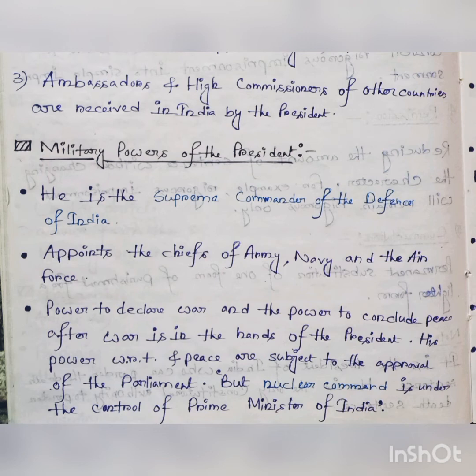Next, military powers of the President. Number 1, he is the Supreme Commander of the Defence Forces of India. Number 2, he appoints the chiefs of the Army, Navy and Air Force. Number 3, the power to declare war and the power to conclude peace after war is in the hands of the President. His powers with respect to war and peace are subject to approval of the Parliament. But nuclear command is under the control of the Prime Minister of India.